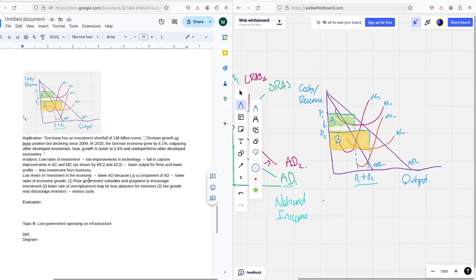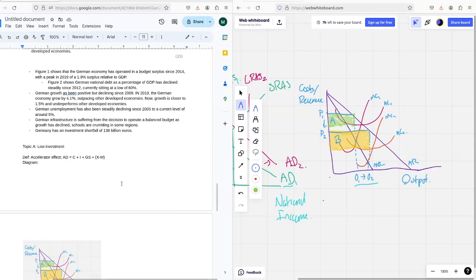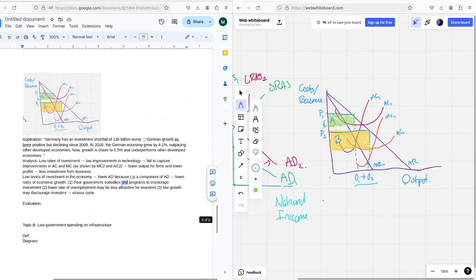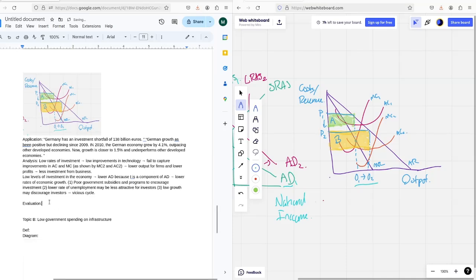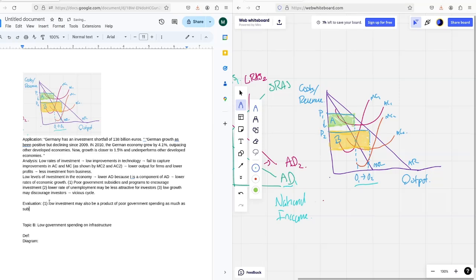The purpose of the government subsidies bit is again to focus a bit more on the micro components. So if I could go for a more subsidy focused angle and focus on what kinds of policies are influencing this low rate of investment in the German economy. So I might say, low investment may also be a product of poor government spending as much as subsidies. For example, that could be one way I evaluate it, kind of tying it into my second point.